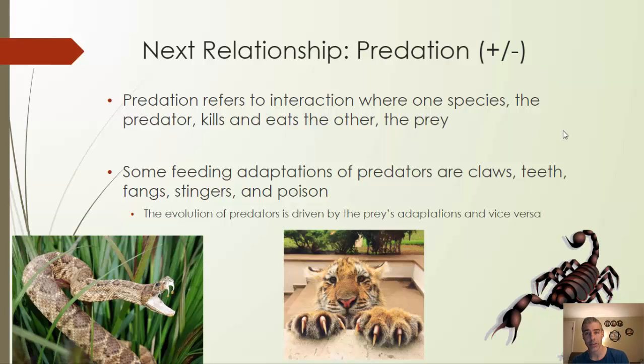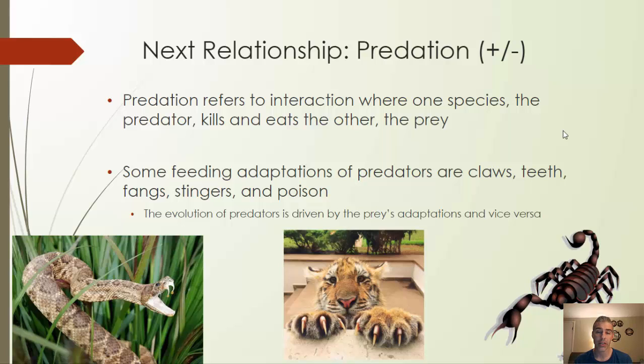Okay, the next relationship is predation. Predation is when one thing benefits and the other one is negatively affected. Now you can imagine that this is a predator-prey relationship. The predator is the one who's doing the killing. They're going to get the benefit from that. The prey is obviously going to be negatively affected by that because they will be killed.